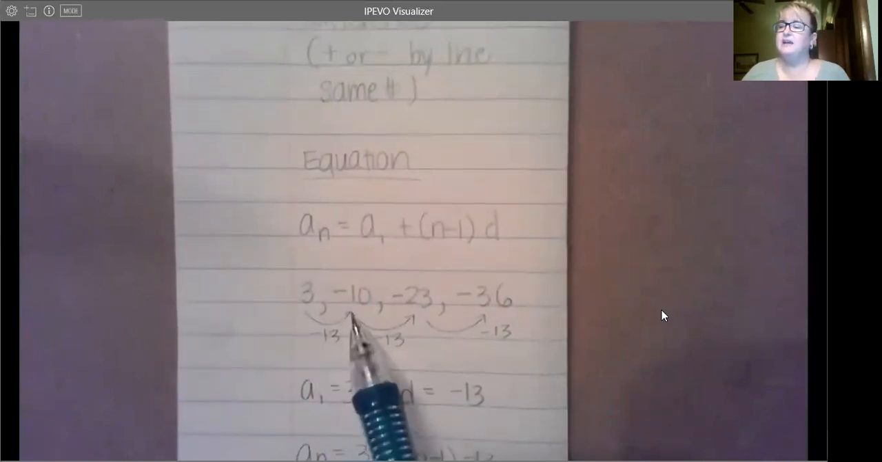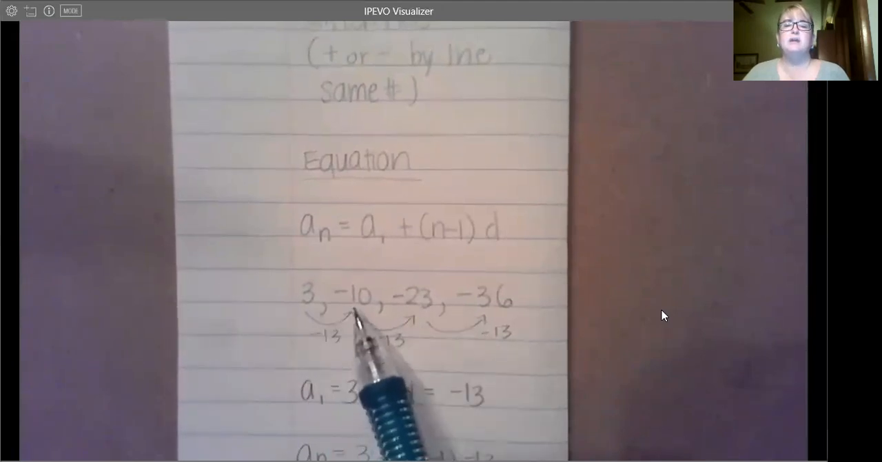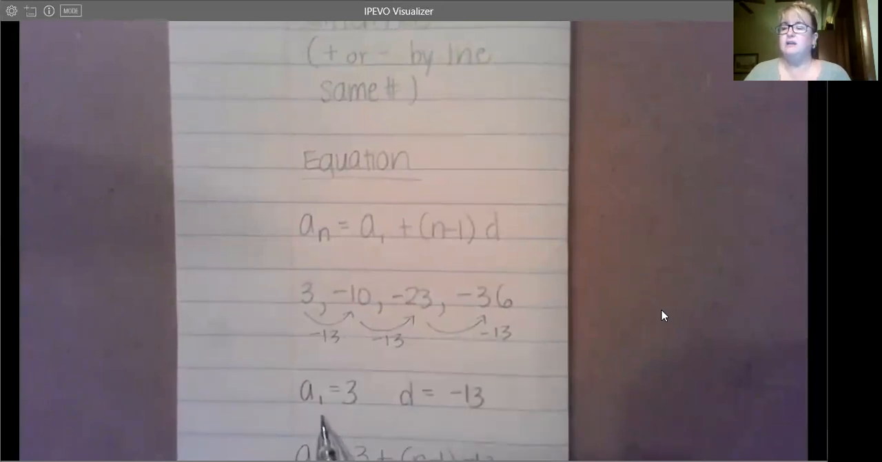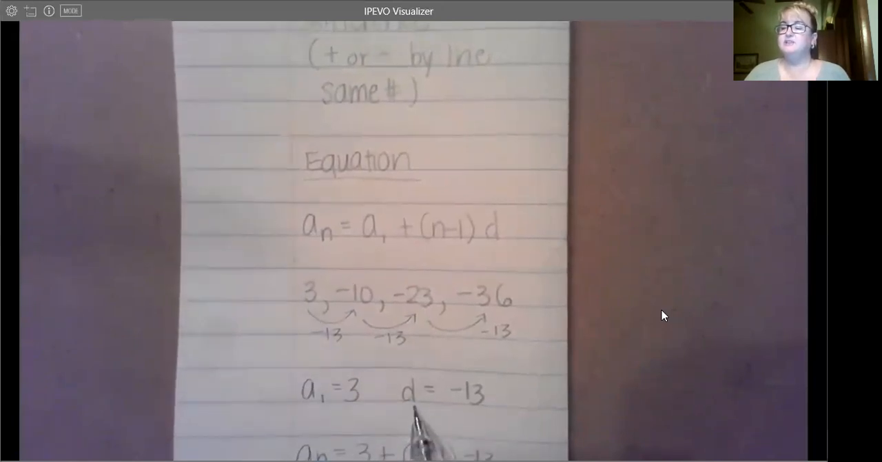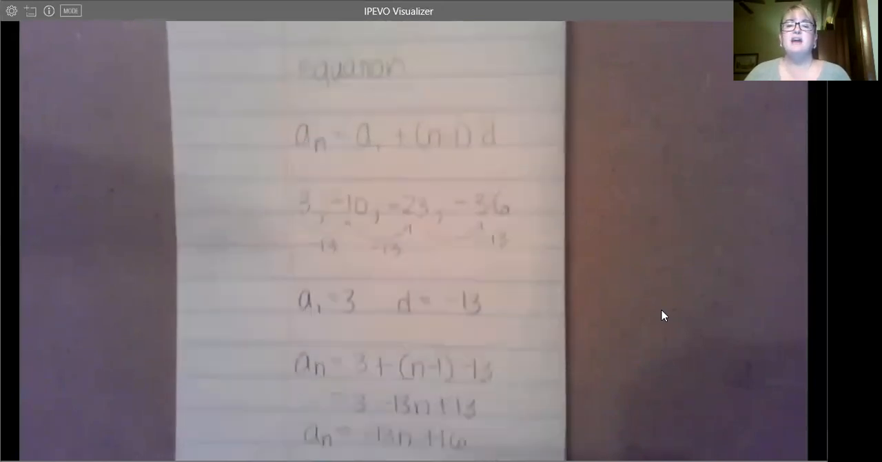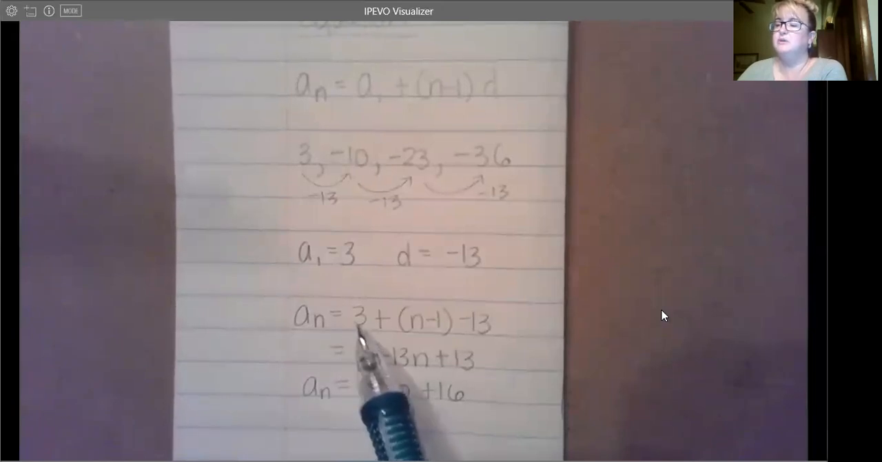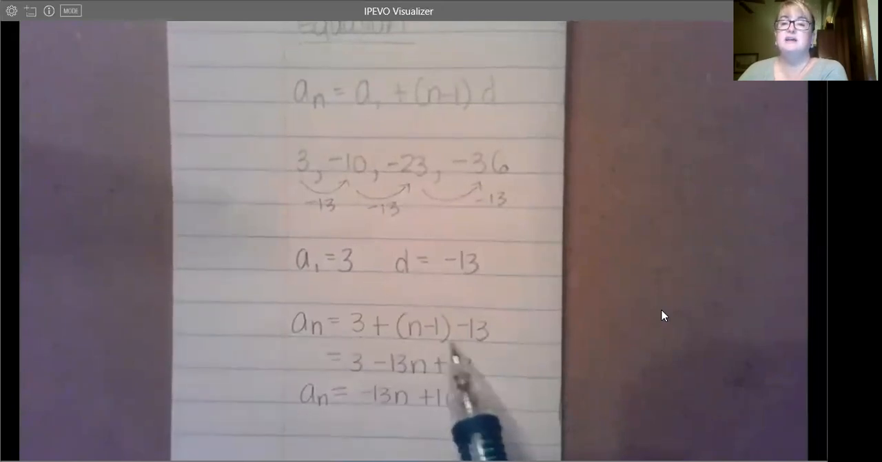So you have 3, -10, -23, -36. Now, we are subtracting 13 each time. That is the pattern. A1 is the first term. The first term was 3 in our sequence. The difference, we are going back by 13, so subtract 13 each time. So then we put that into our equation. A sub n, to find any term, is equal to a sub 1, which was 3, plus n minus 1 times d, which was -13, the common difference.